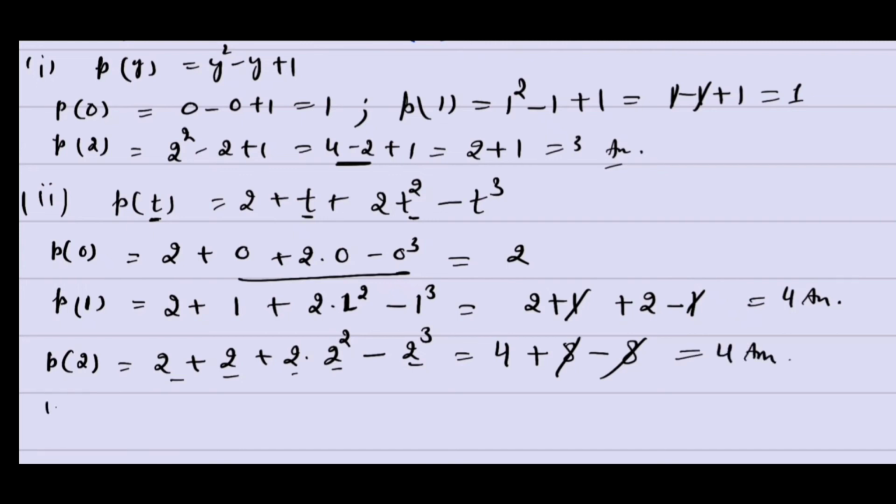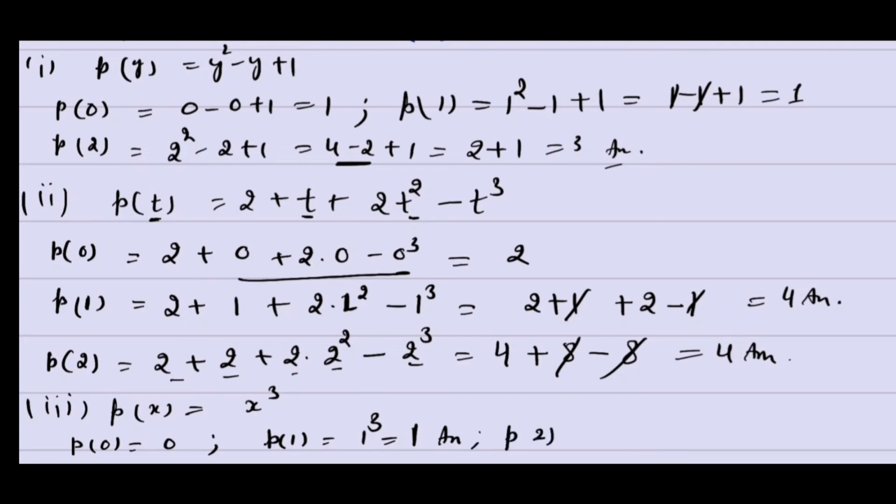Here, third question, we have p(x) is equal to x cube. So first we have to put x equal to 0. So this will become p(0), which is equal to 0. Next we have to put x value 1. So this will become p(1), which is equal to 1 raised to power 3, which is equal to 1. This is my answer. And third, we have to put x equal to 2. So I can do this as p(2), which is equal to 2 raised to power 3, which is equal to 8, and this is my answer.